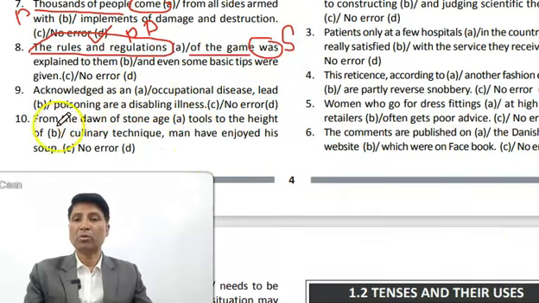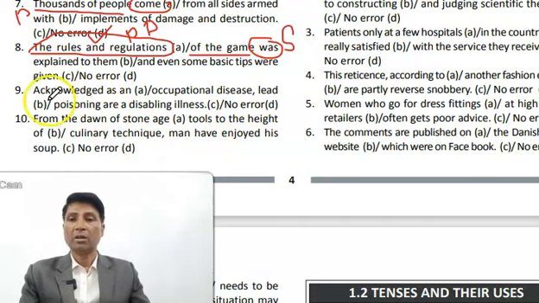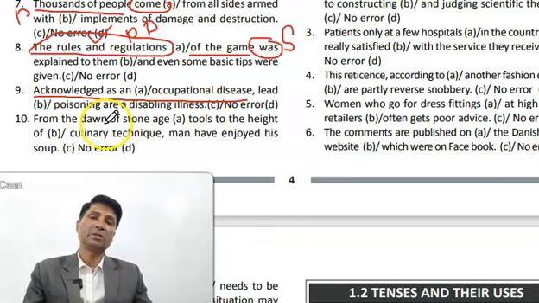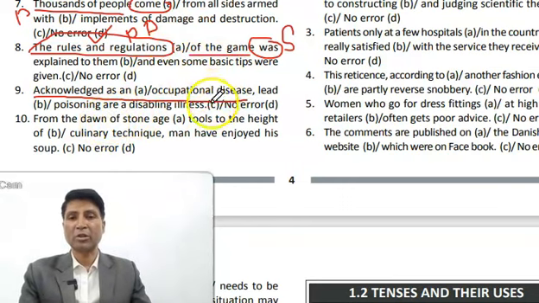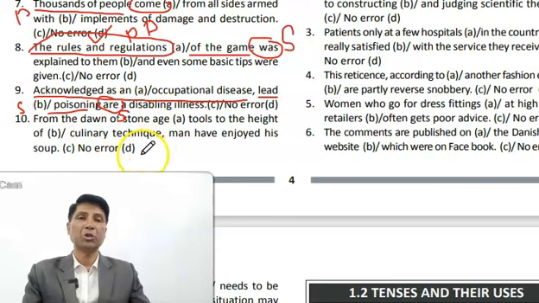Moving on to question number 9. Acknowledged as an occupational disease, lead poisoning or a disabling illness. Now, acknowledged as an occupational disease, this is actually an adjective phrase. I will be explaining it later on. Lead poisoning or a disabling disease. So here are is my finite verb. It is plural. What is the subject? Lead poisoning. And you can see lead poisoning is singular. So my verb should also be singular. So in place of are, it should be is.